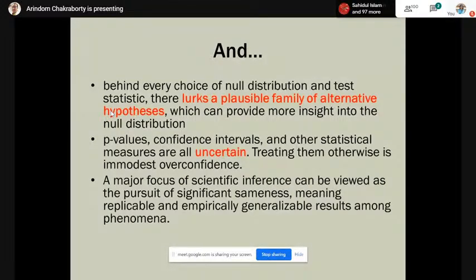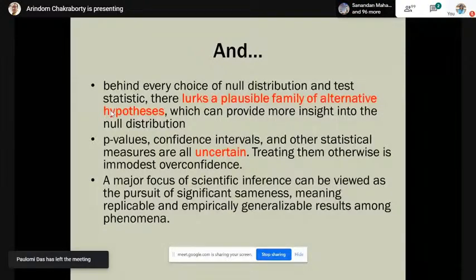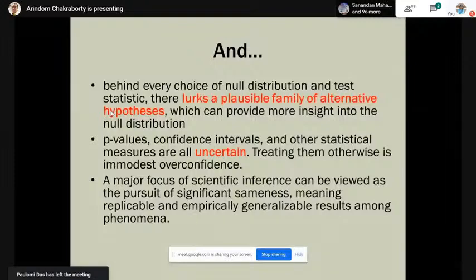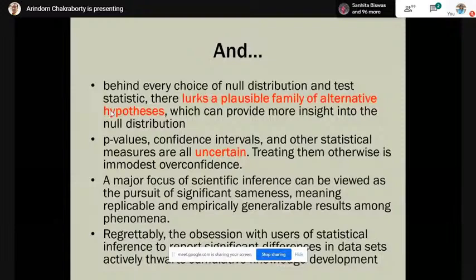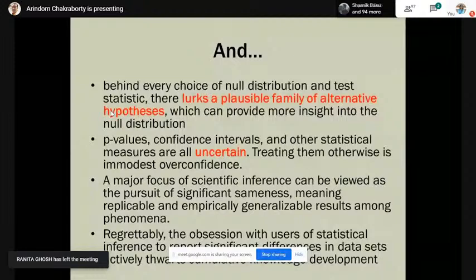The major focus of scientific inference can be viewed as the pursuit of significant sameness, meaning replicable and empirically generalizable results among phenomena. That is very important, that it should be generalized. I can generalize this thing at least empirically, and I can replicate the results. Regrettably, the obsession of users of statistical inference with reporting significant differences in data sets actively puts some sort of hindrance in knowledge development.